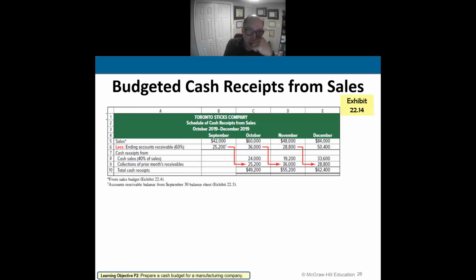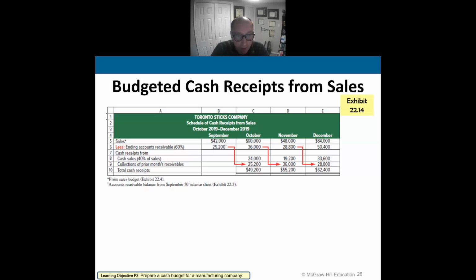So let's show you an example of that for our hockey stick business. On average, 40% of our customers will pay us in cash for the sale, and 60% of our customers will purchase on accounts receivable, which means we'll collect that 30 days later. And so this is an example of what that looks like. The month of October, I expect to sell $60,000 worth of hockey sticks. 60% of that will be accounts receivable, meaning I won't be able to collect that cash until next month. So 60,000 minus the 36,000 gives me the remainder, 24,000 in cash sales.